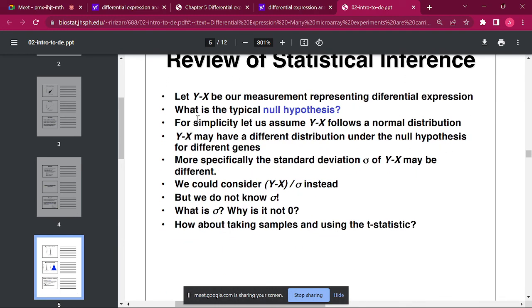For that, we design a null hypothesis. Let y be a measurement representing differential expression. For simplicity, let us assume y follows a normal distribution. This I have told you is the assumption of the t-test, that is, your distribution should be normal, Gaussian.